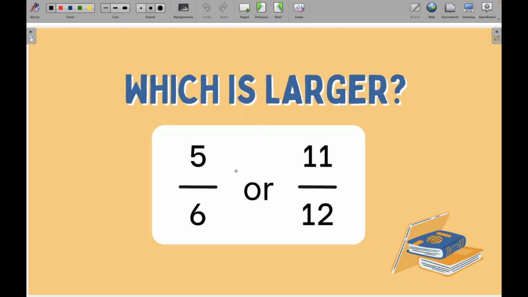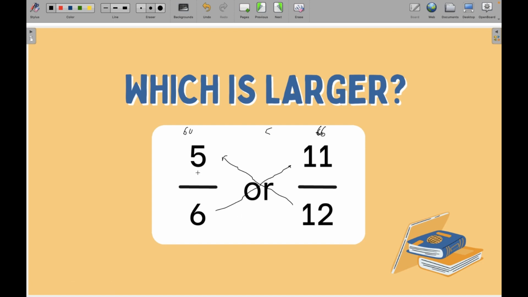Okay, let us now solve some questions. So 5 by 6 and 11 by 12, which is larger? If we solve by the shortcut method, we'll just do cross multiplication, right? So we'll multiply 12 with 5 and 6 with 11. If we multiply 12 with 5, we'll get 60. If we multiply 11 with 6, we'll get 66. Now among these two, we know 66 is greater, so 11 by 12 is greater.